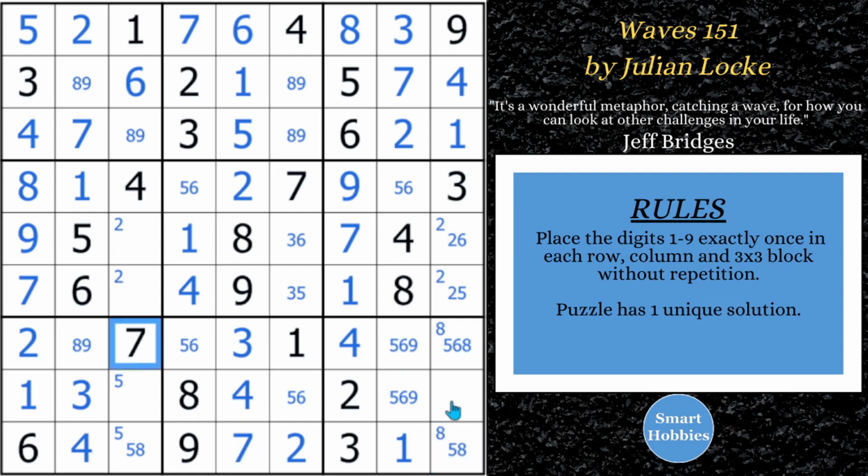But 7-wise, there's only one place now left for a 7. So I can mark that 7 and solve the 7. Great. All right, and so this looks like 5, 8, 9. Here's an 8. So 5, 9. Okay.